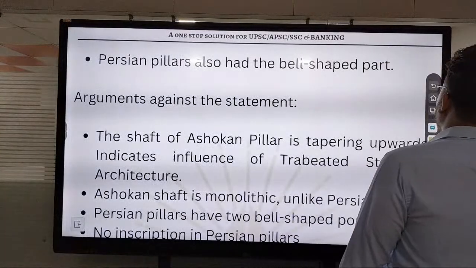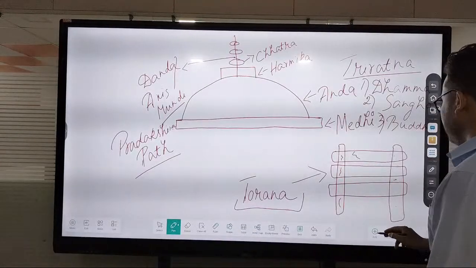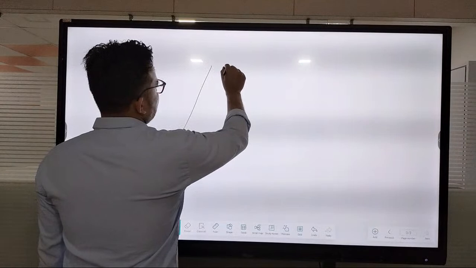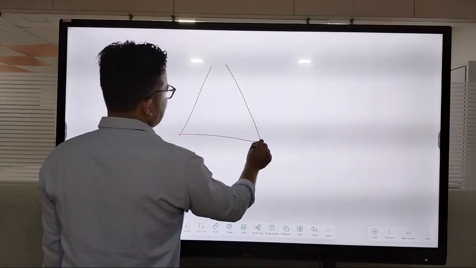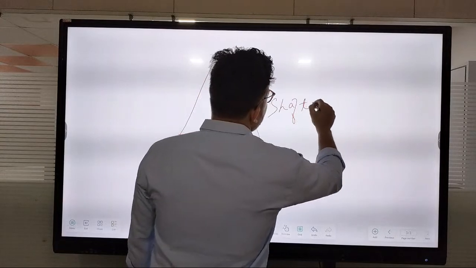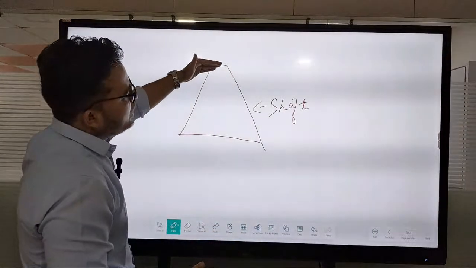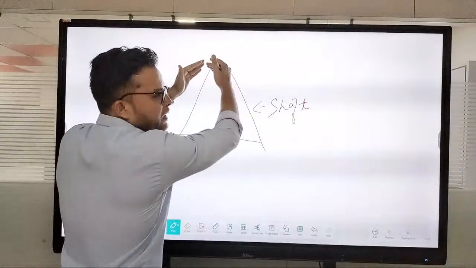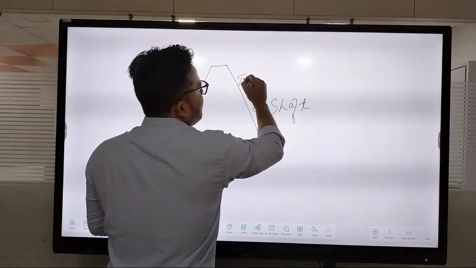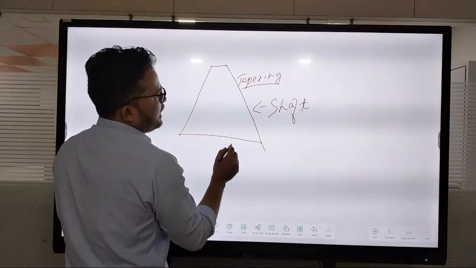Now swap. The first statement, the shaft of the Ashokan pillar. Okay, let me draw it for you very quickly. See, the Ashokan pillar was something like this. This was the shaft, the main part. It is tapering, meaning the upper part of this structure is getting thinner and thinner as it goes above. This structure is known as the shaft.